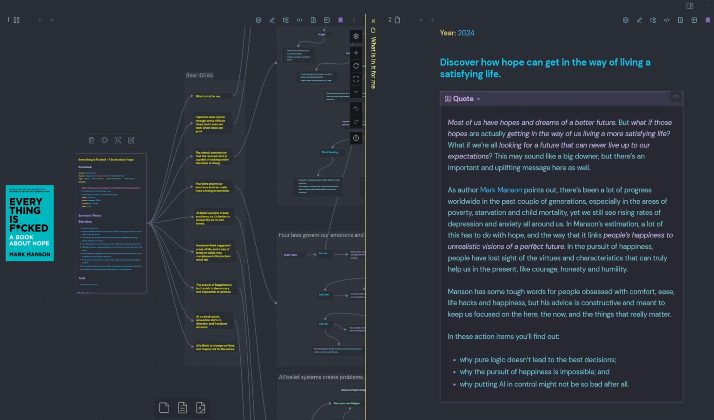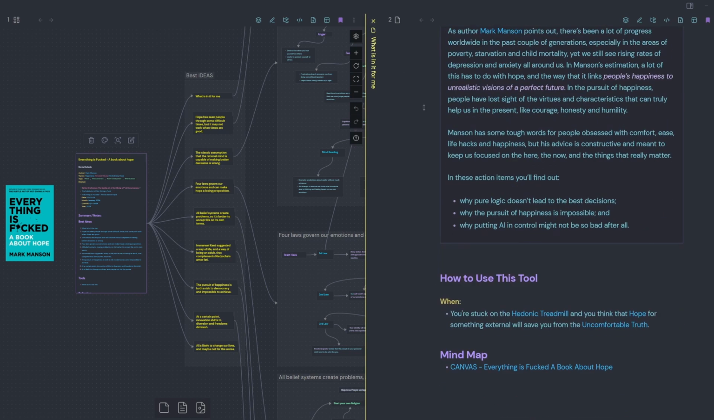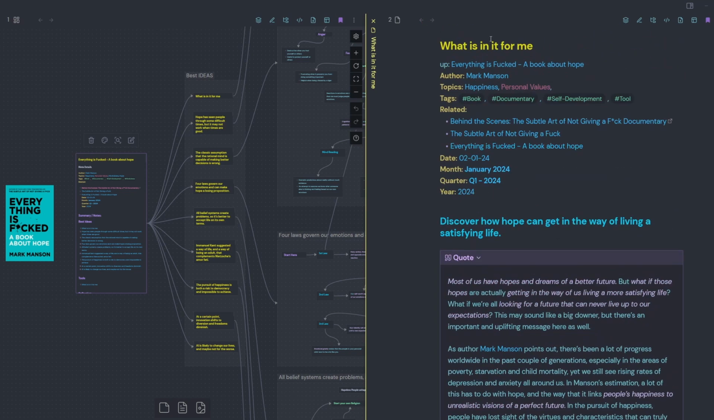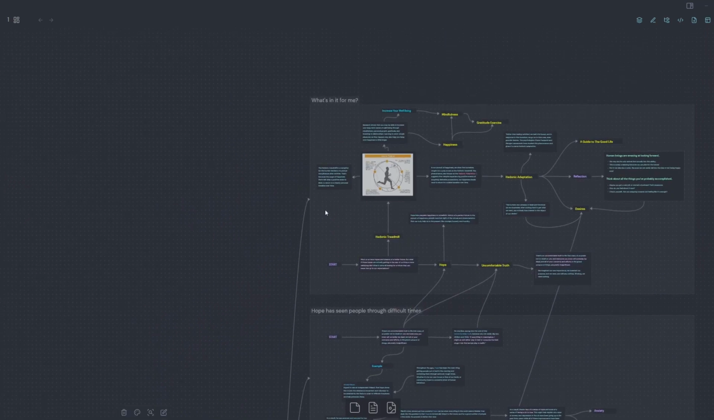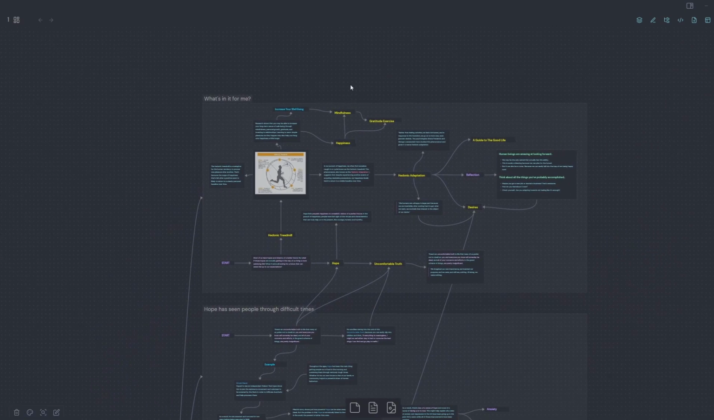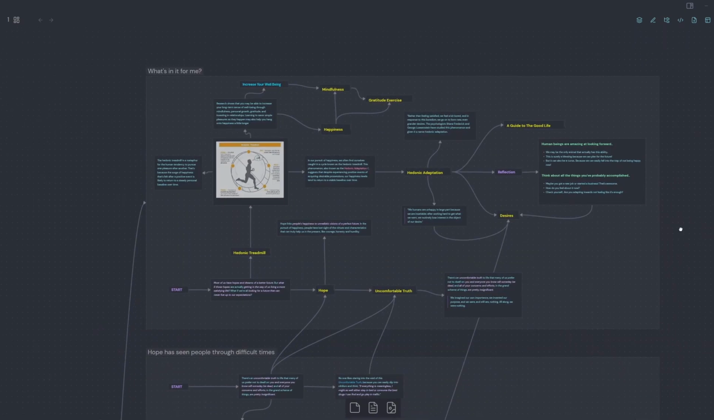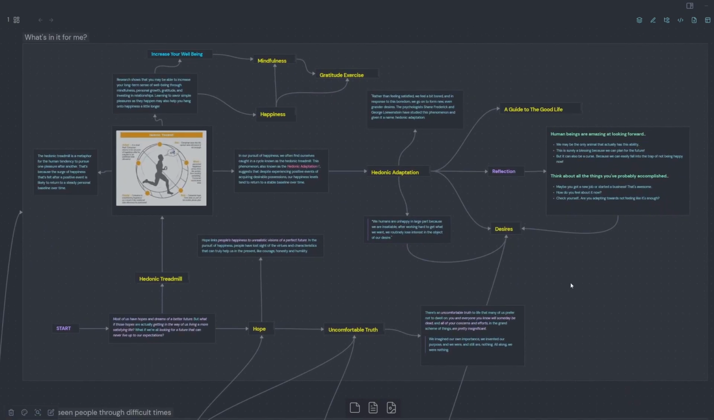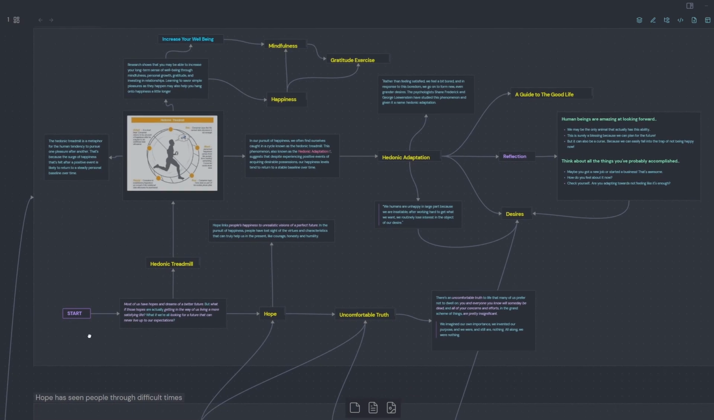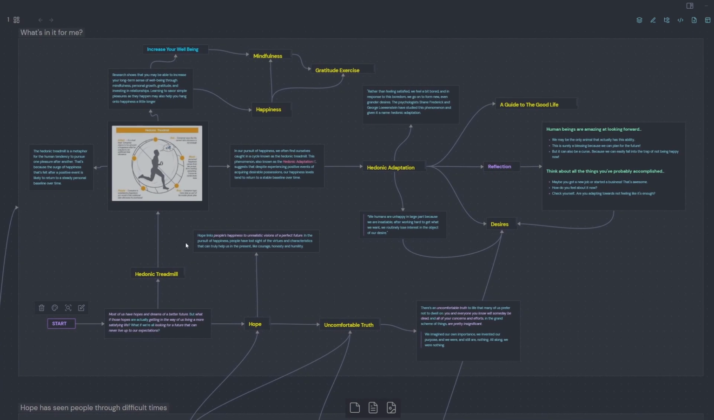Now, once again, it's just text. Good to have it here as a placeholder, but if we develop that further, what's in it for me, we come up here to this other group, what's in it for me. Now, this is a visual representation of that note. This is how I like to structure my book summaries and learning. So you can see here that I've got a little start card here, and it just allows me to flow through the chapter and cover all the main points of the book.